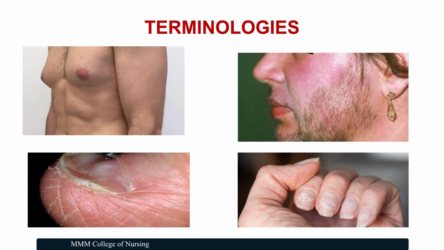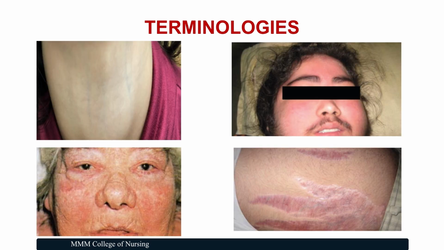Next one is koilonychia. This is spoon-shaped nails. Next one is onycholysis. Onycholysis means the nails painlessly separate from the nail bed. You can see this in thyrotoxicosis. Next one is goiter. It is nothing but enlargement of the thyroid gland. So visibly we are able to see it in the neck.